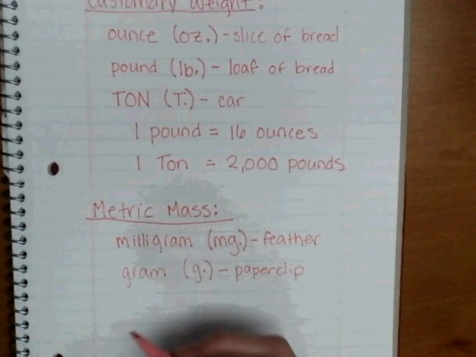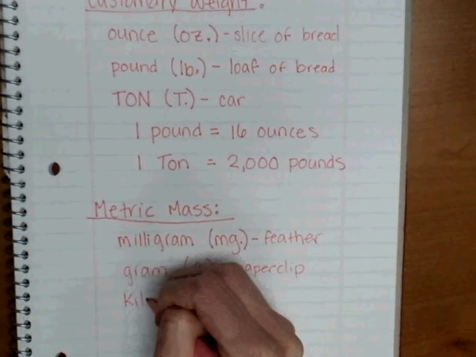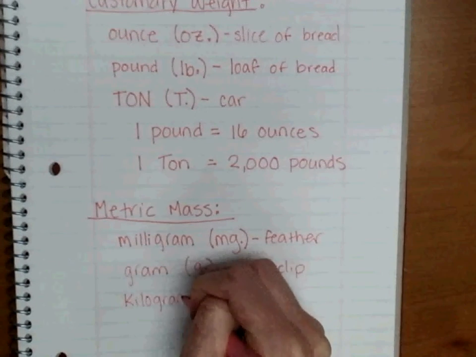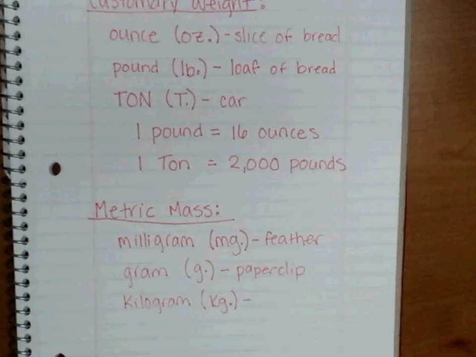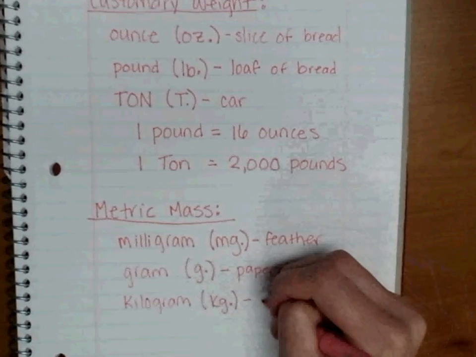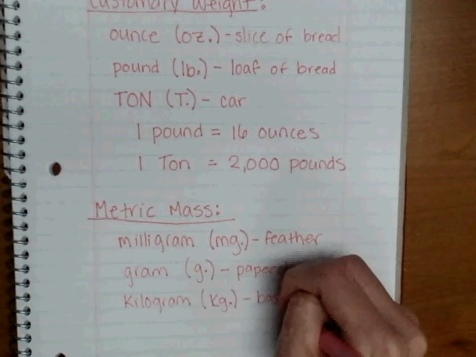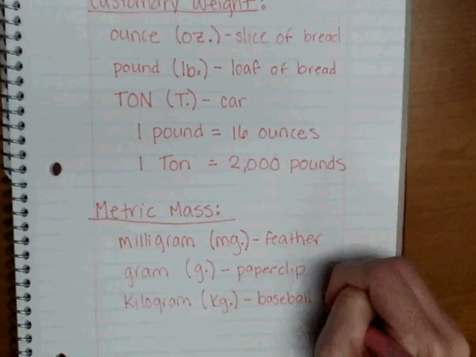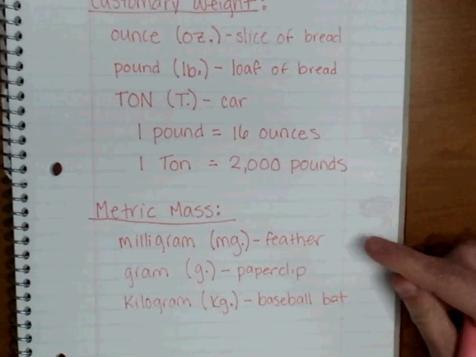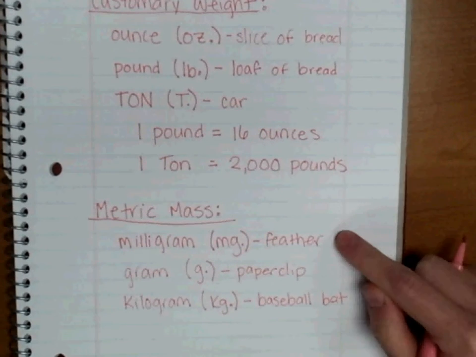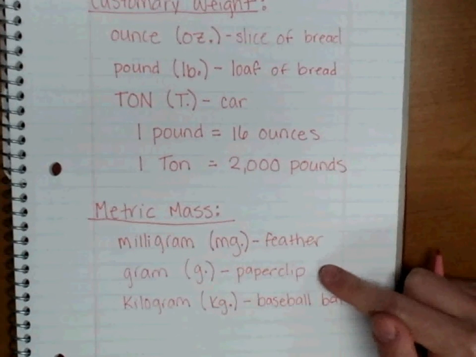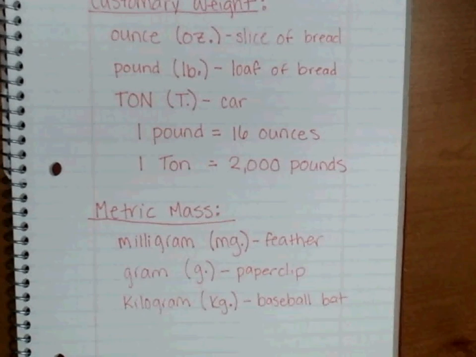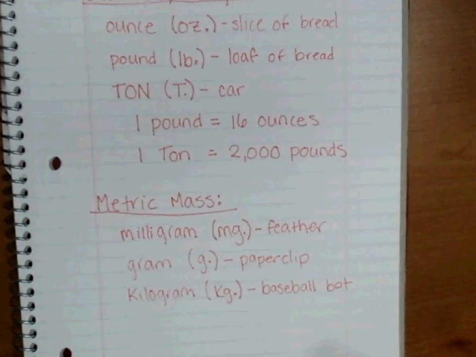And then the biggest unit of mass is a kilogram. And it's a bit bigger. It's about the size of a baseball bat. So we have super light units of mass and then a little bit bigger. So think about on a triple beam balance. We use grams to measure things on a triple beam balance.